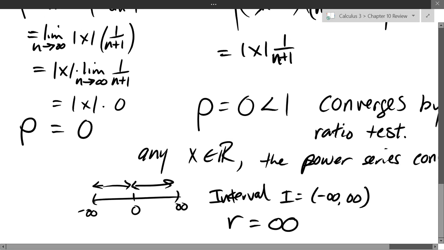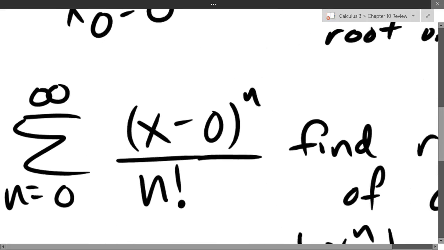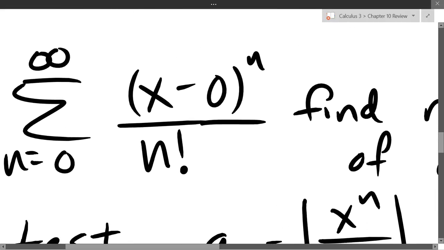So one of the things you should learn from this is that factorials are super strong. There is x to the n in the numerator, and no matter what x was, this is going to turn into a number, even if x is a really large value. So that means factorials are very powerful. It is in the denominator. No matter what x you put in, it's always going to come out as a number.